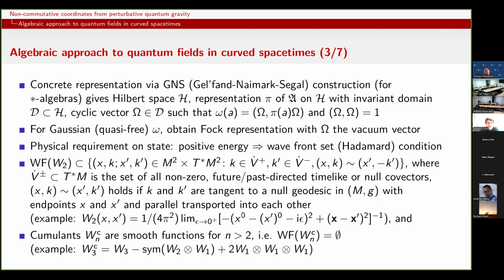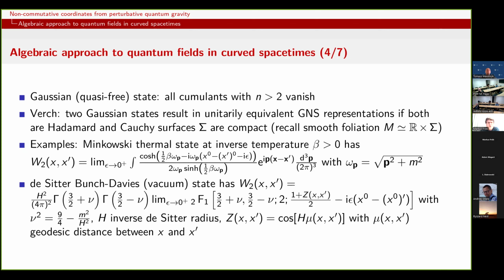Okay. And now I said before that if you have a Gaussian state, then the GNS construction gives you a Fock space. And now I can tell you what a Gaussian state is. Namely, it's one where all the cumulants with n greater than 2 are 0. So it's a very simple state. Everything is determined in terms of the 1 and the 2-point functions.